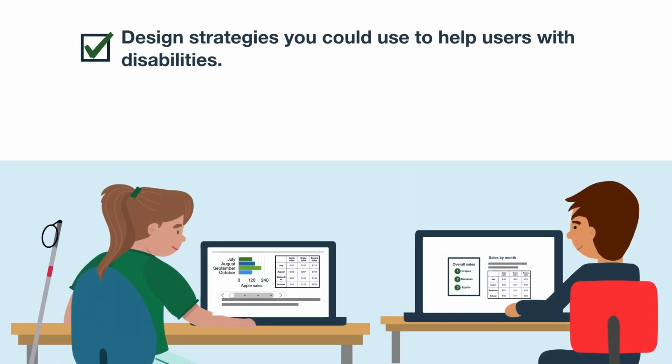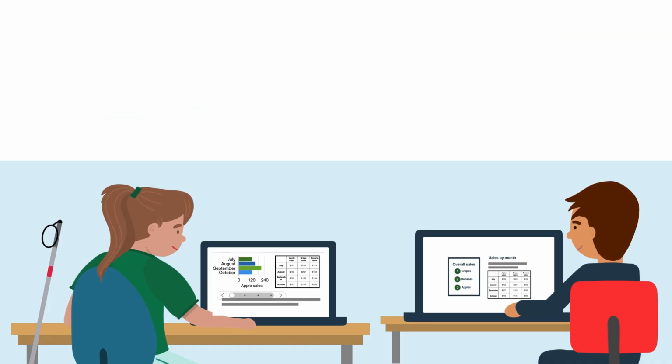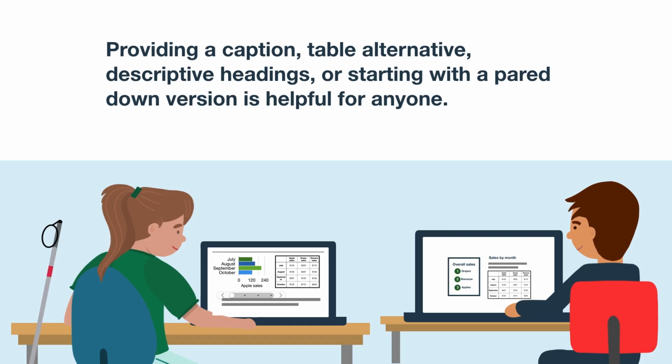Both these examples highlight design strategies you could use to help users with disabilities interact with your complex data and achieve the goals you have for displaying the data. But these are also just better design choices. Providing a caption, table alternative, descriptive headings, or starting with a pared down version is helpful for anyone. People who are intimidated by data, are facing a time crunch, using smaller screens, have low bandwidth, and the list goes on, all benefit from these better design choices.